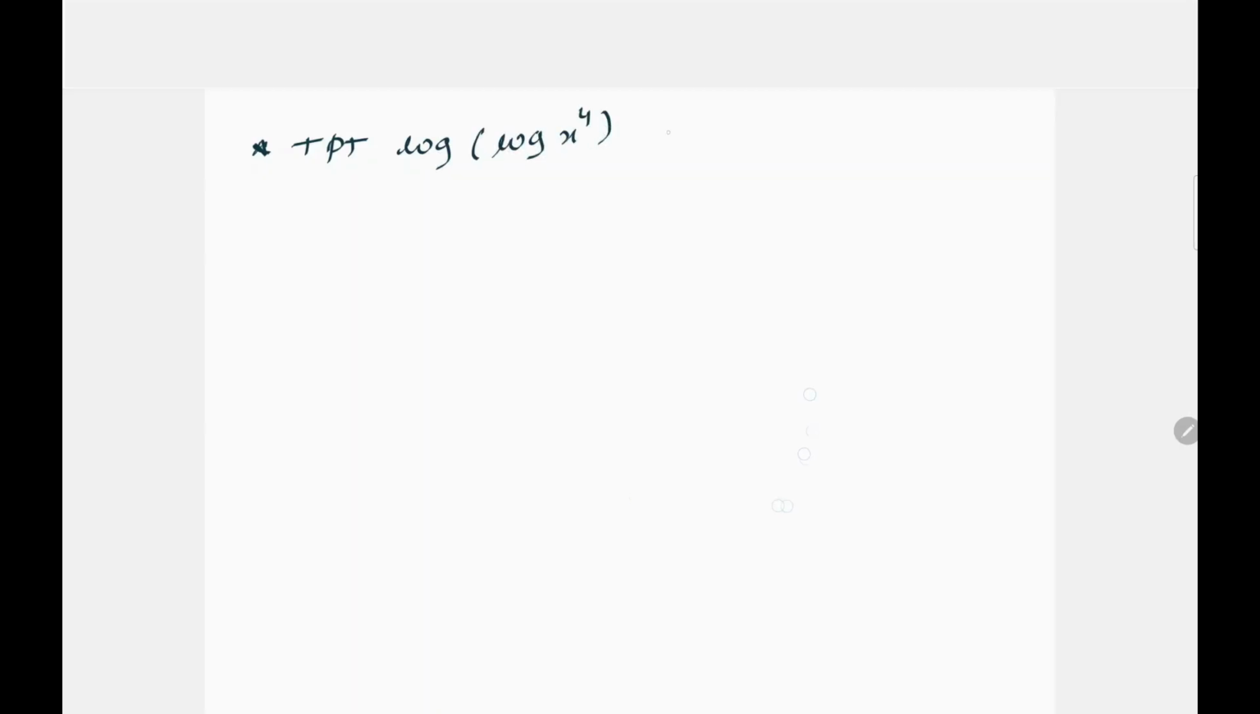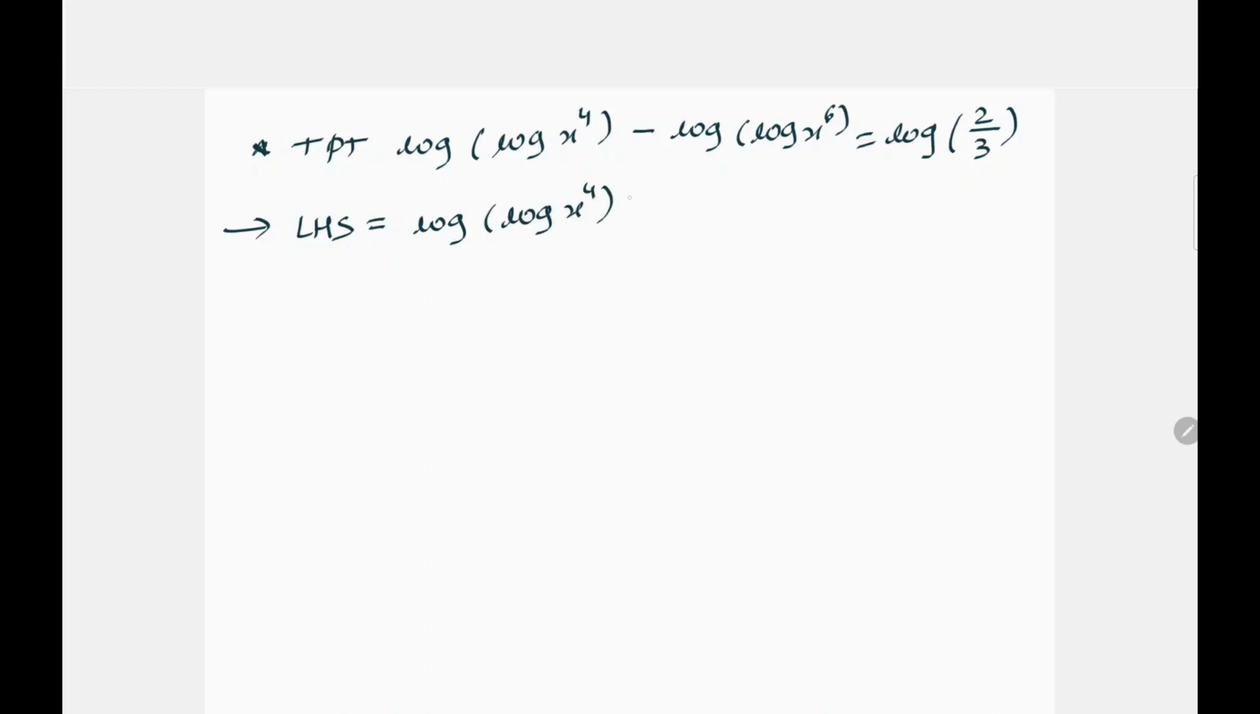Next example. To prove that log x raised to 4 minus log x raised to 6 is equal to log 2 upon 3. So consider LHS, that is log x raised to 4 minus log x raised to 6.